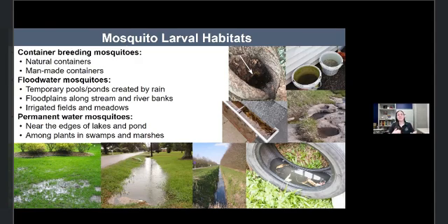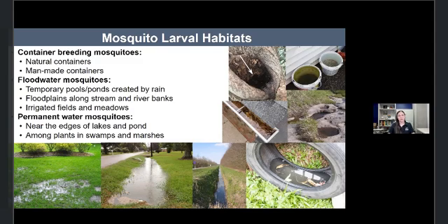Humans are really, really good at making containers. And so man-made containers are really the primary source for a lot of container breeding mosquitoes now. And in my lab, we study these container breeding mosquitoes. And we'll talk more about these container habitats in the next few slides.